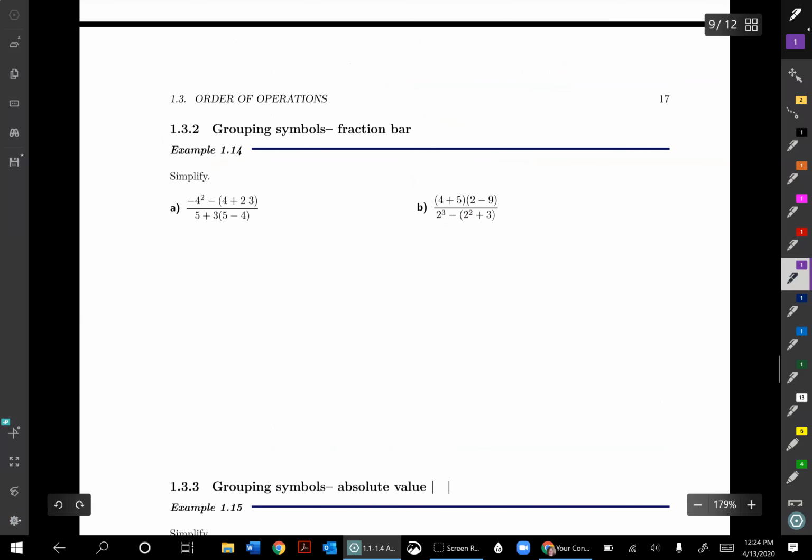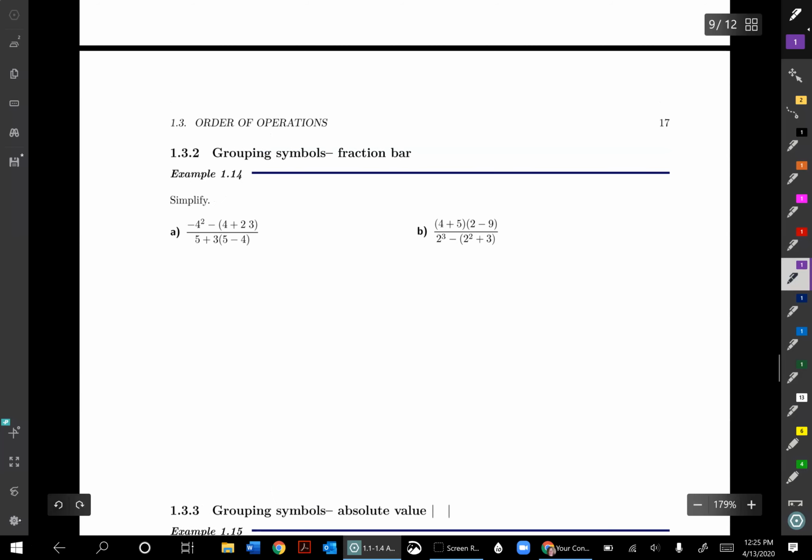Okay, so here's where grouping symbols will be notated by the fraction bar. So it's page 17 of your workbook, example 1.14, letter A. So we have in the fractions, we're going to do the entire numerator first. Negative 4 squared minus parentheses 4 plus 23, all divided by 5 plus 3 times quantity 5 minus 4.